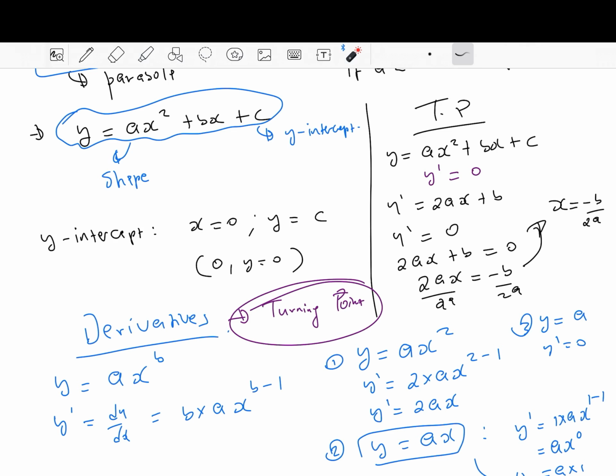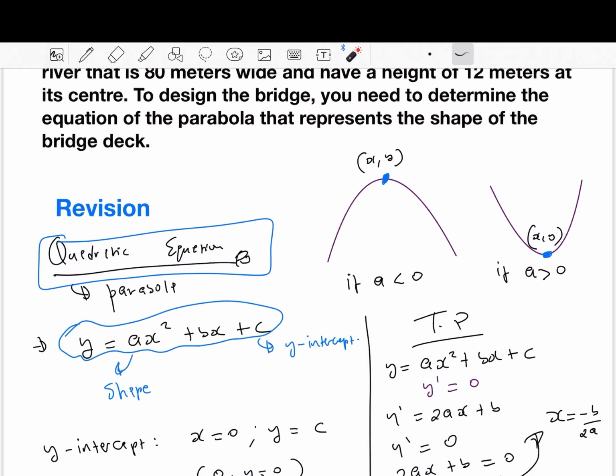And this is how you do it. You can either remember this yourself, but if you don't remember it, just know that the derivative is beneficial for you to understand. From there, you can find the first derivative, set it equal to 0, and solve for x. Then your x is equal to minus b over 2a.